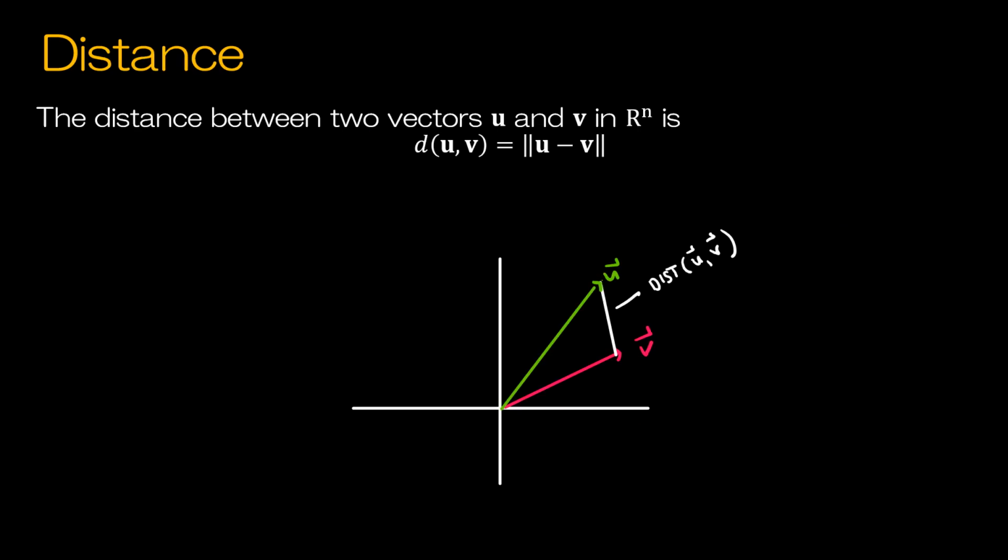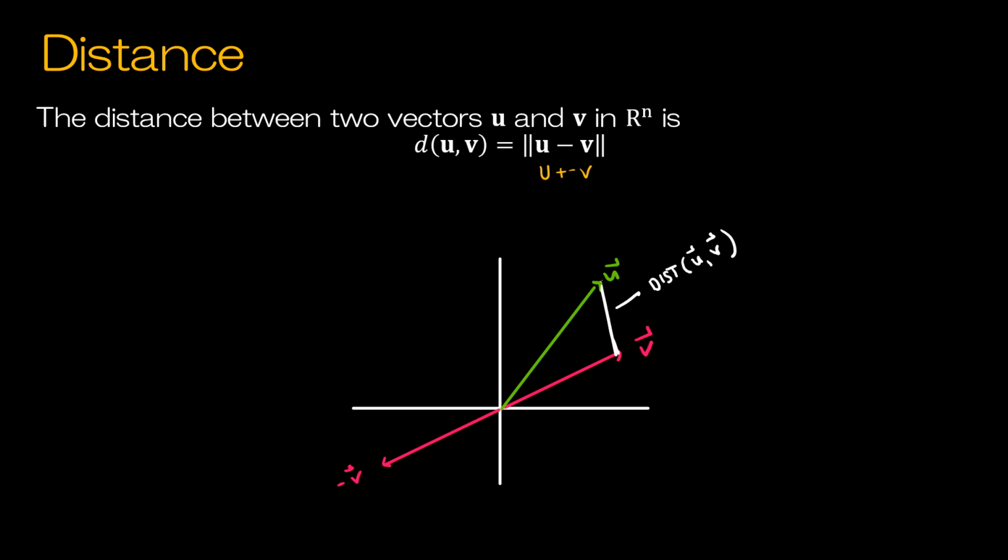Now let's talk about the distance between two vectors. So I have vector u and vector v, and the distance between those two vectors would just be that line that I've drawn in white. So this indicates the distance between those two vectors. Now, what do I know about the distance between those two vectors? Well, let's think about v and negative v. Because really what I'm doing is I'm taking u plus negative v.